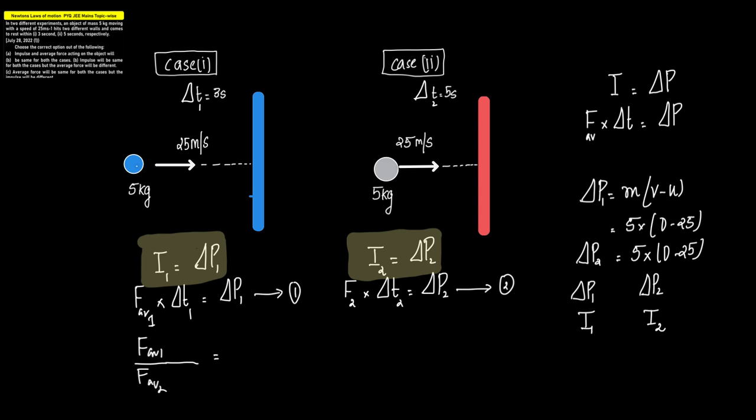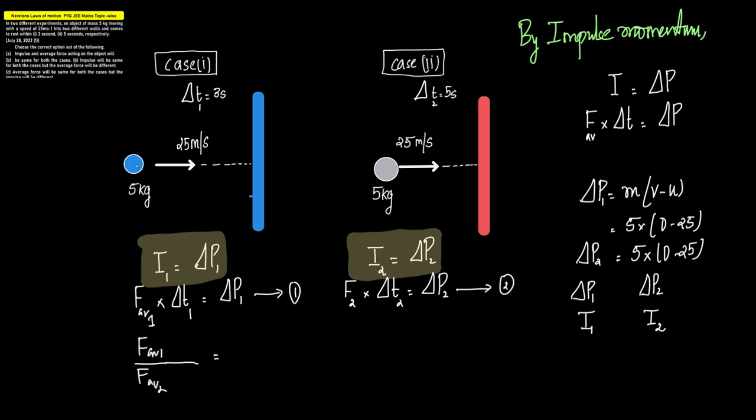See, we know that by the impulse momentum theorem, impulse is equal to change in momentum, which is otherwise equal to the average force into the change in time. So impulse is change in momentum, which is also equal to F average into delta T. Now what is change in momentum? Change in momentum is mass into change in velocity, which is final velocity minus initial velocity.